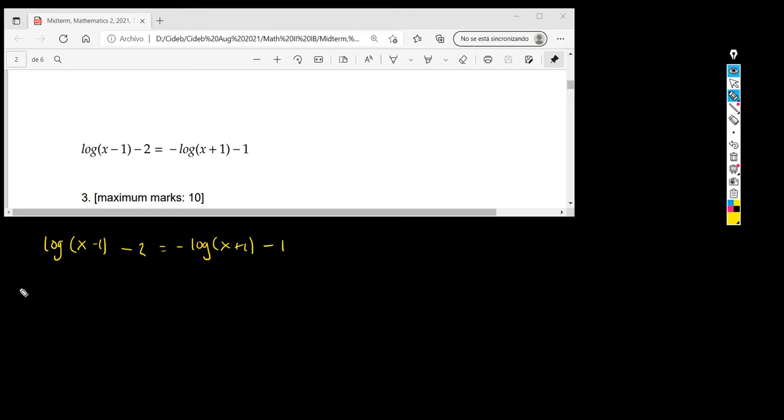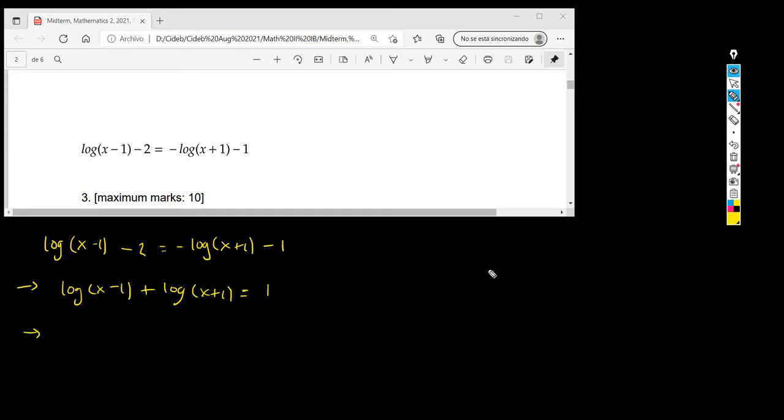Let's begin. I'm gonna bring my terms with logarithm to one side, and I'm gonna put all the constants on the other. There you go.